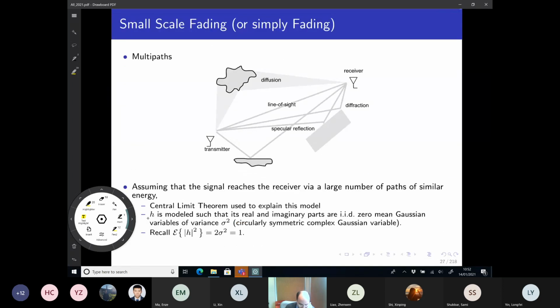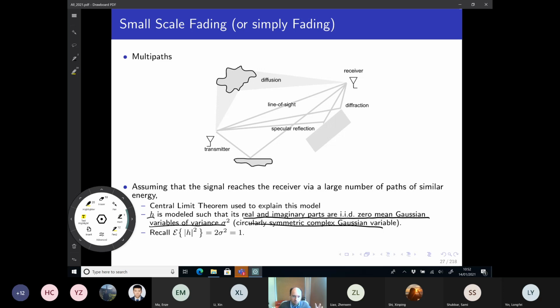Right, so this is how we're going to model this H. We're going to assume the real part and the imaginary part are real Gaussian random variables. In other words, they're circularly symmetric complex Gaussian random variables. The reason for this comes from the central limit theorem. If you sum a lot of random variables together, and those random variables are IID, you may not know the exact distribution, but the sum will actually look Gaussian distributed. And so this is what we use here.